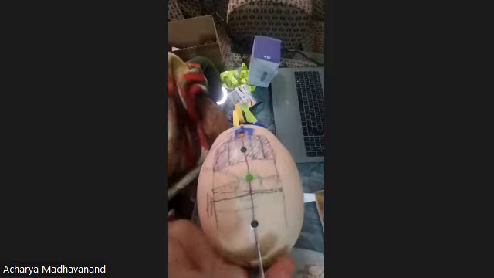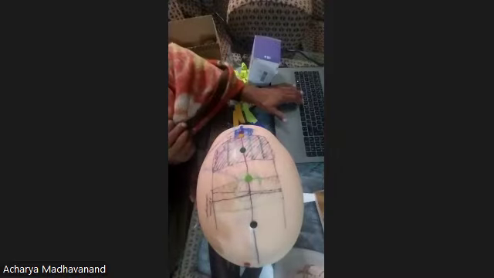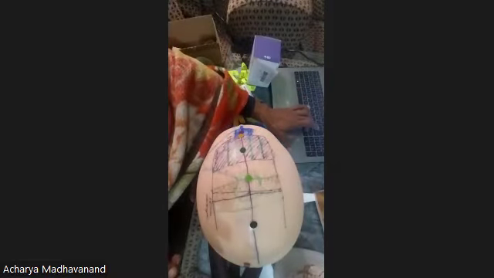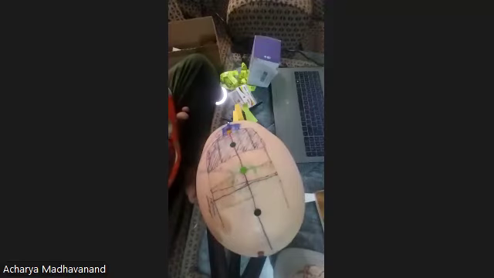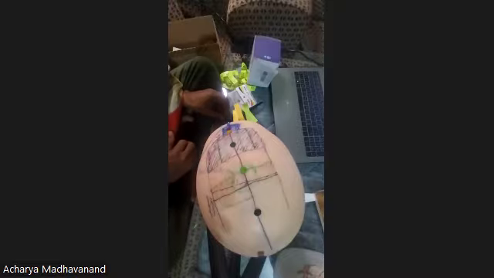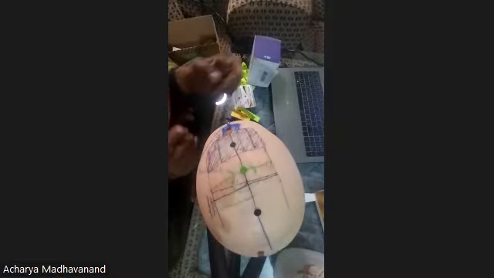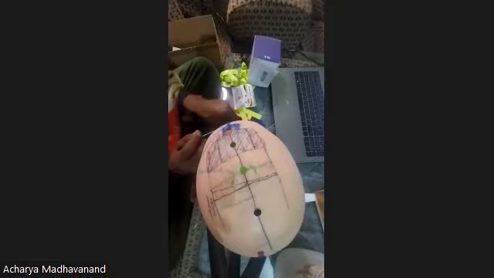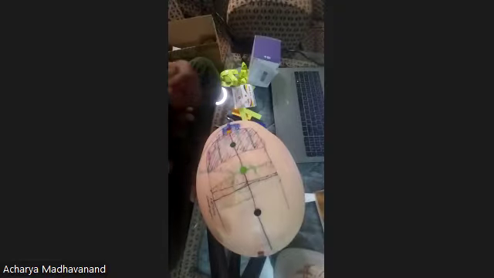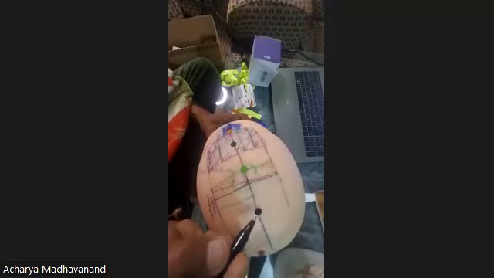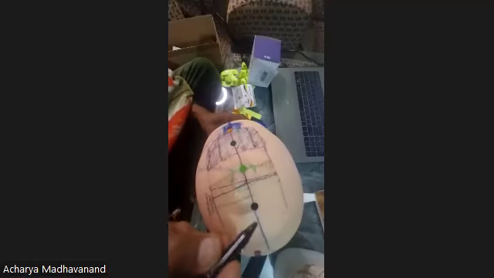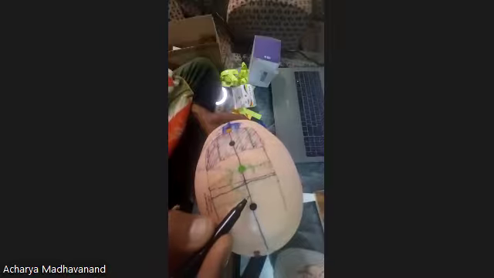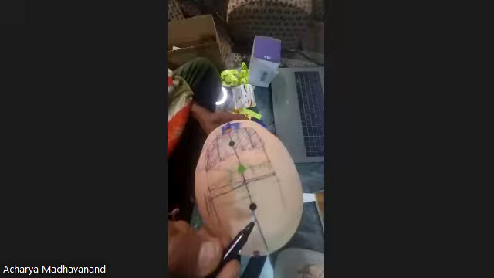So the next area is, we are going for head and vertex area, centering at DU20. Where is head and vertex area? The center is DU20. Then how much area? One tune. Half tune is posterior and half anterior.